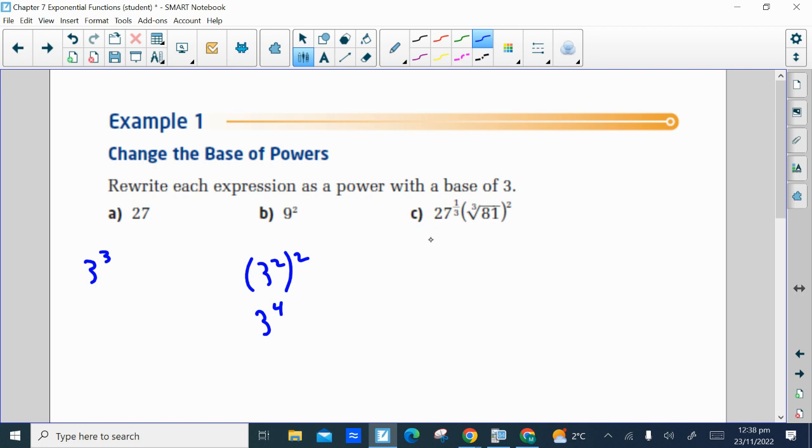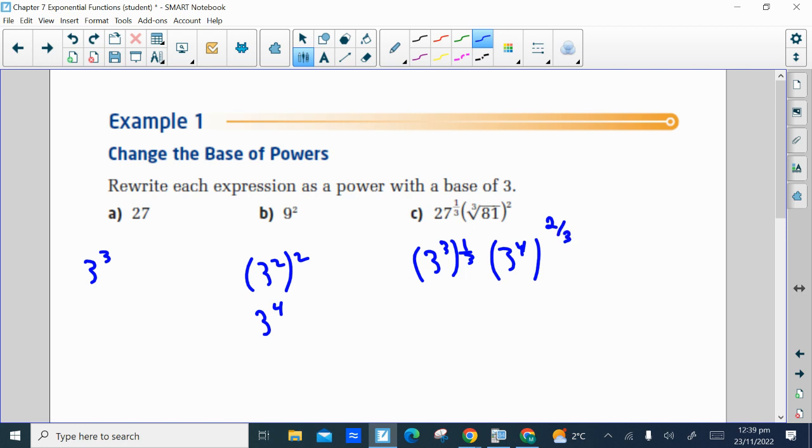Question C, a little more complicated, but we want to express both with a base of 3. 27 is 3 cubed, and that's raised to the power 1/3. The cube root of 81 squared. Well, 81 would be 3 to the 4th. And remember from your work in 20-1, if you have a radical expression, you can write it as a power with a rational exponent. So in this case here, because it's the cube root of 81 squared, that's the power 2/3.